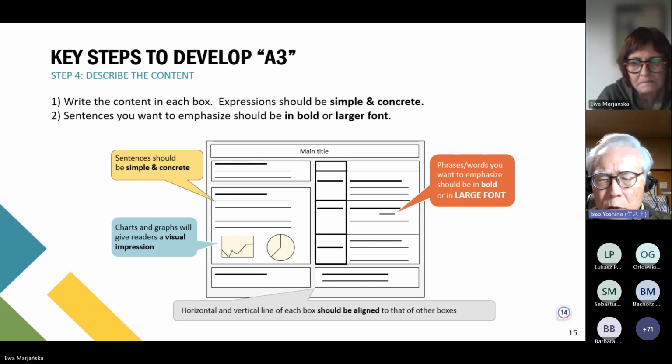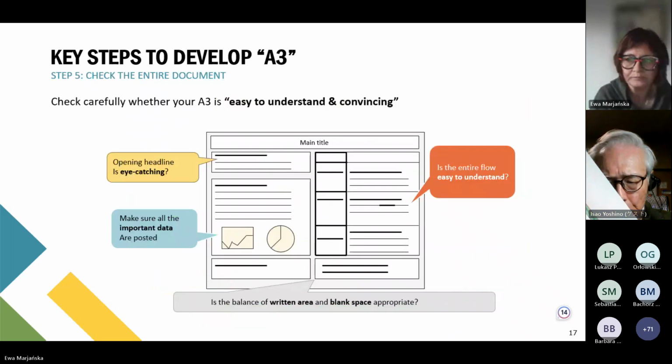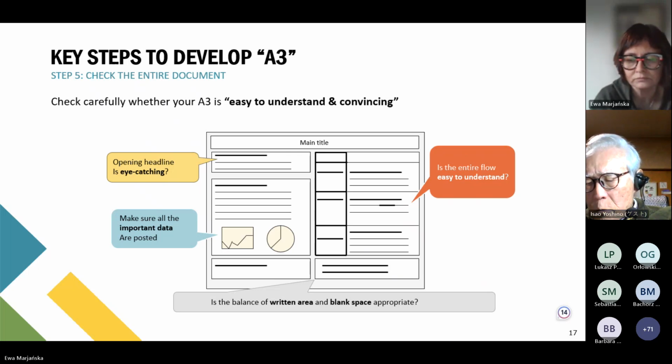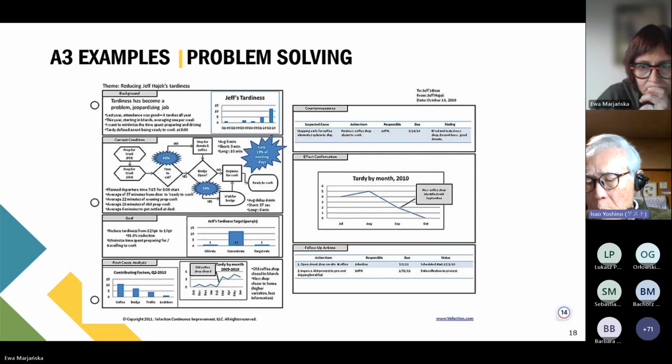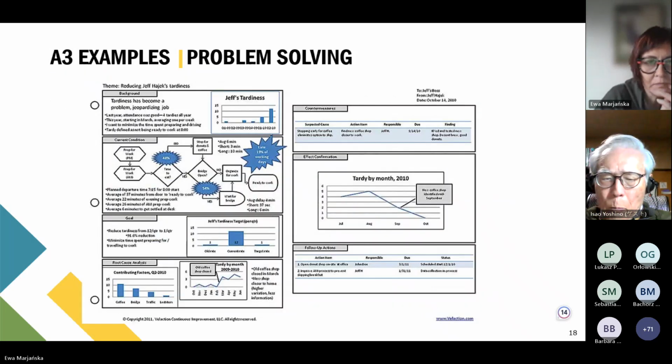And page 16, well, I already talked about it. Okay, then just let me skip, and please, can you take a look at page 18. Page 18, right. This is an A3 example.